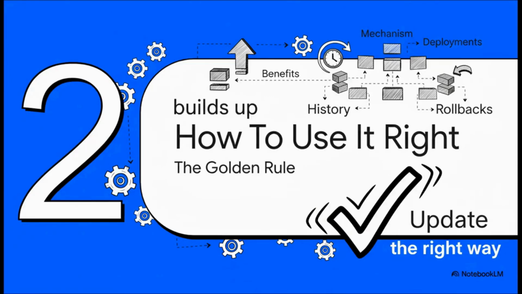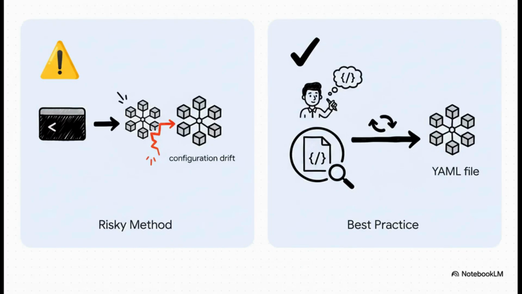So now we know just how powerful these updates and rollbacks are, but to get all these benefits, it is absolutely critical that you update your deployments the right way. There's a golden rule here. Look, you can make quick changes from the command line, but that's really risky. Why? Because those changes aren't saved anywhere. You end up with configuration drift where what's running in your cluster no longer matches the code in your repository. The best practice, always, is to update your declarative YAML file.